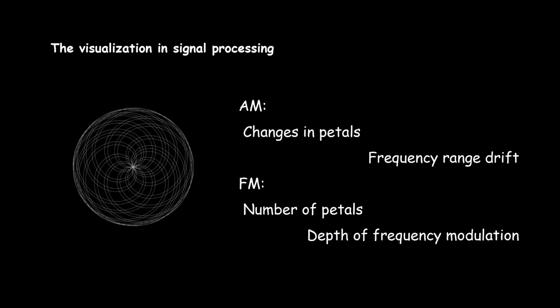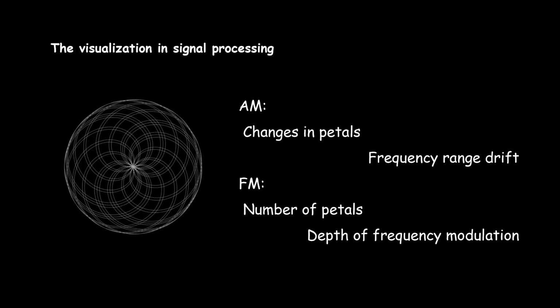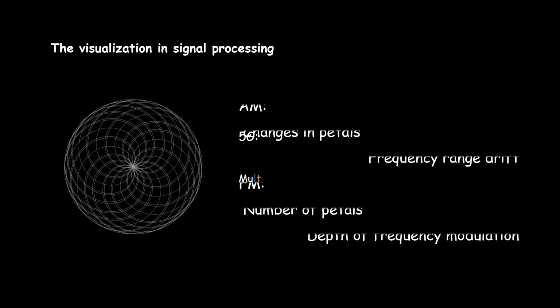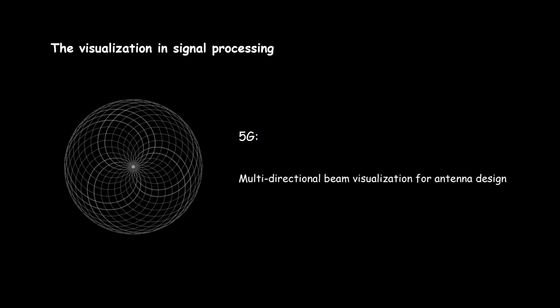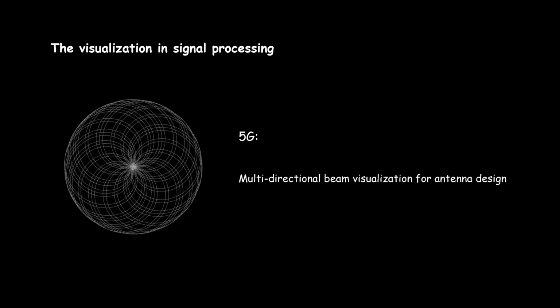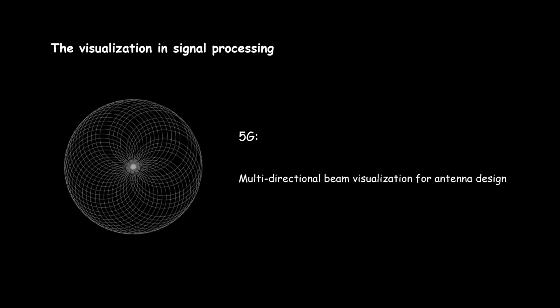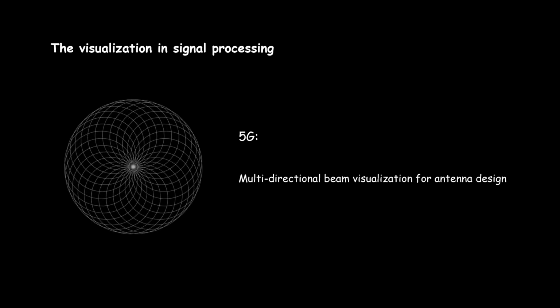In AM signals, petal changes reveal frequency shifts, while in FM, petal numbers indicate modulation depth. In 5G networks, MIMO antennas utilize high directionality to reduce interference. Adjusting the rose graph's parameters helps visualize the distribution of multi-directional beams, assisting in antenna design.